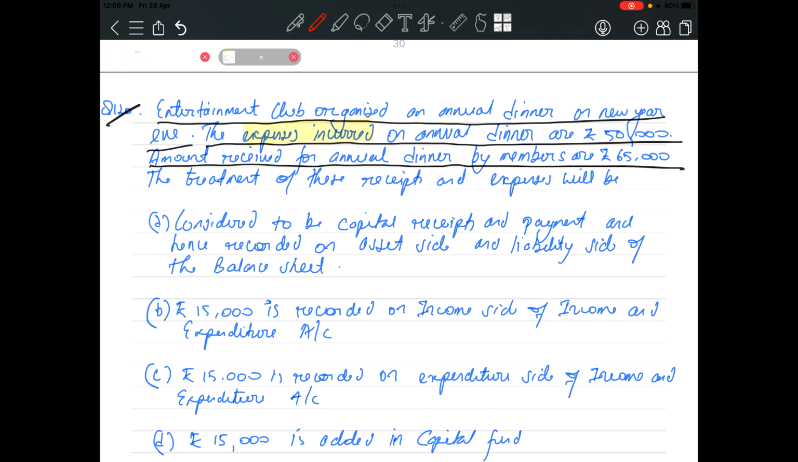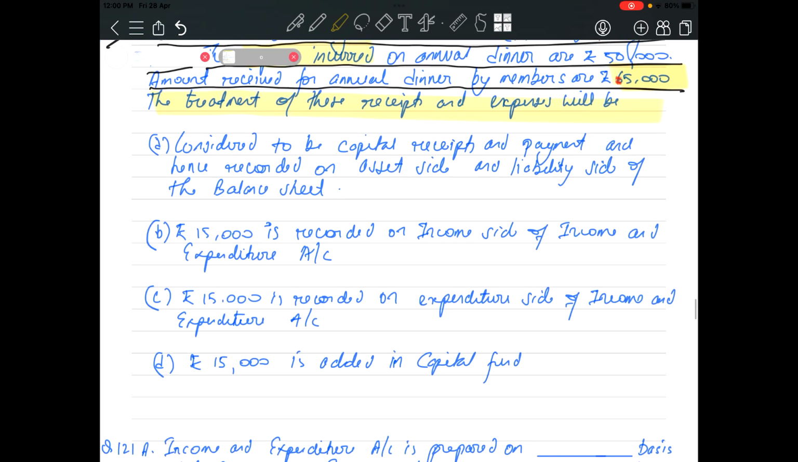See, the expenses were 50,000, and they are receiving 65,000 from the members for the dinner. Now what will be the treatment of these receipts and expenses? Let's try to see the options.